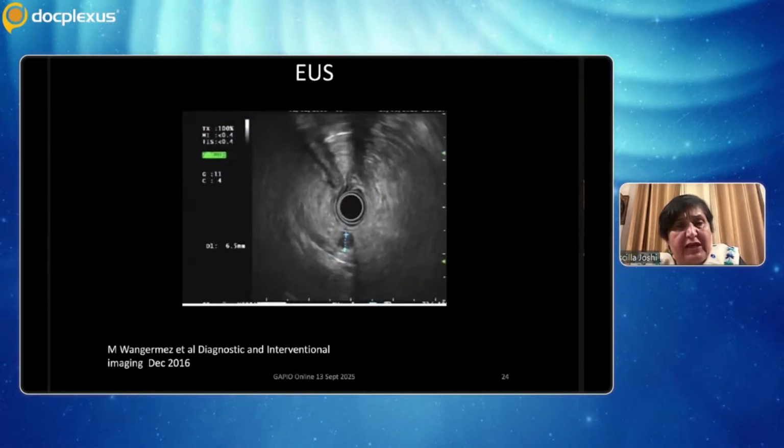Endoscopic ultrasound plays a role when there are small pancreatic tumors, especially tumors like insulinomas or neuroendocrine tumors, when you need to first locate the tumor as well as biopsy the tumor.